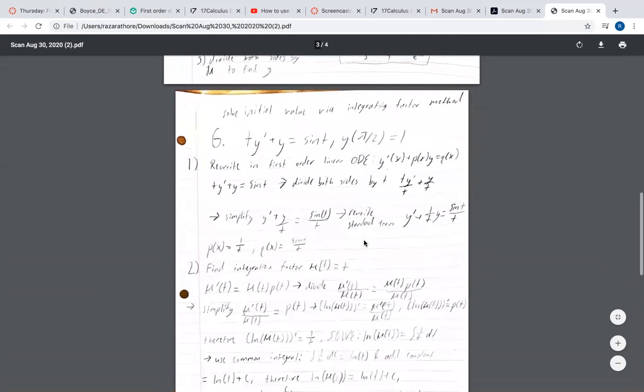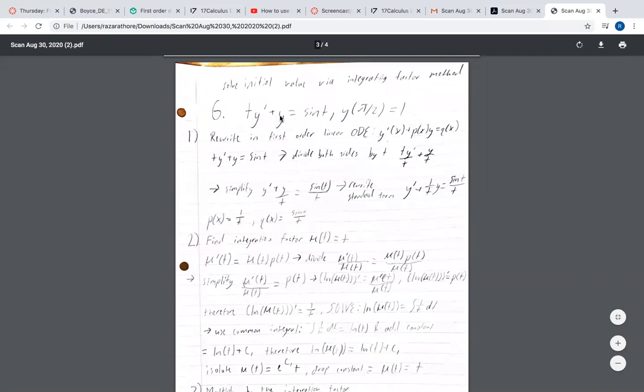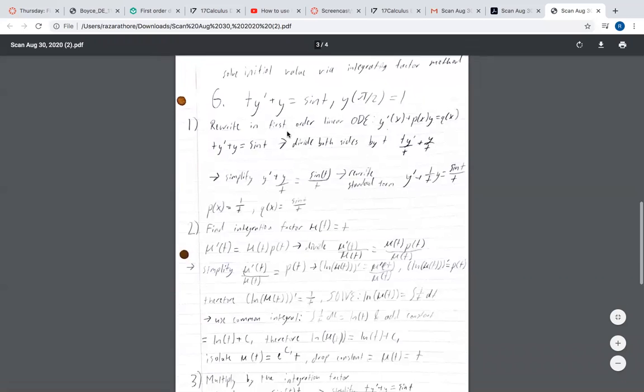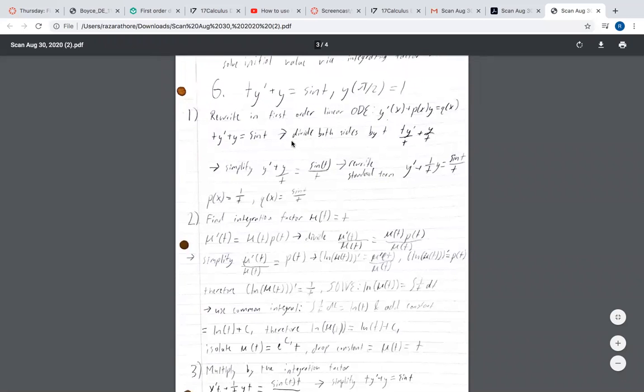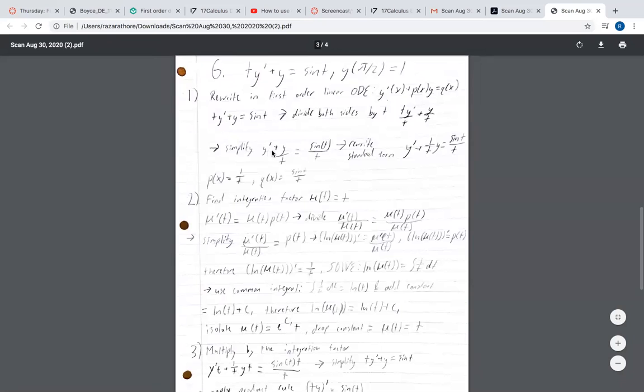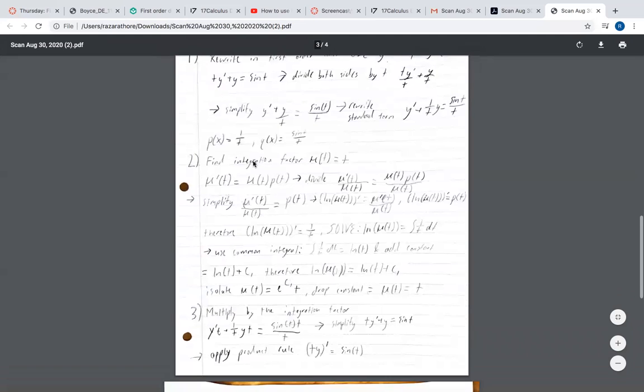So in the initial value problem for number 6, we had t y prime plus y equals sine t, and y of pi over 2 equals 1. So you want to rewrite it in standard first order linear form, and then you get y prime plus 1 over t times y equals sine t over t, where p(t) is 1 over t, and q(t) is going to be sine t over t. You find the integrating factor by taking u'(t) over u(t) equals p(t).